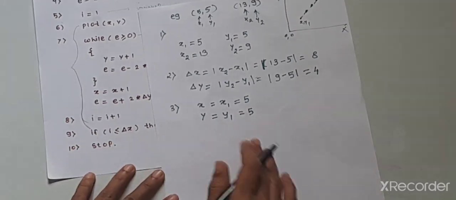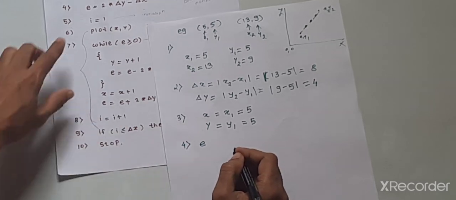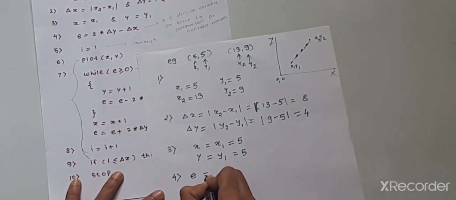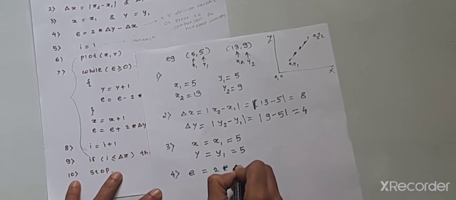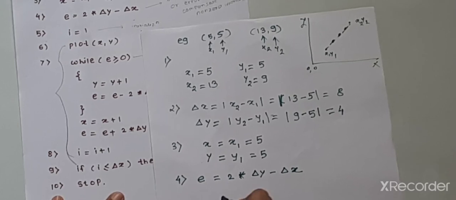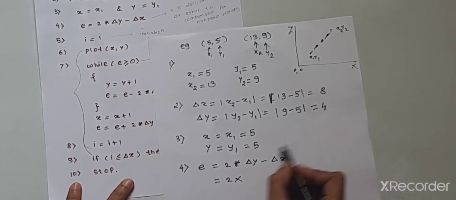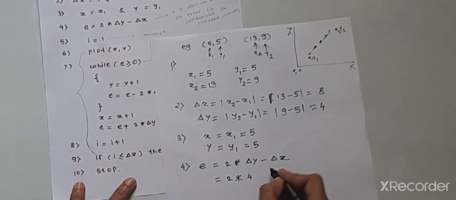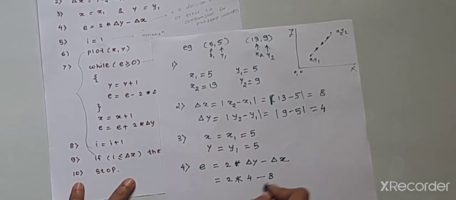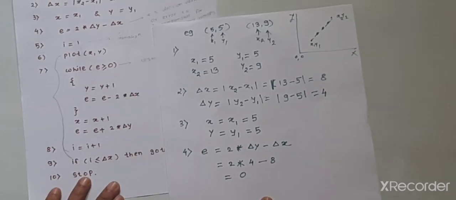So here, what is the next step? That is step number 4. We want to calculate this error value. So the decision variable is equal to, the formula is 2 into delta y minus delta x, is equal to 2 into, what is the value of delta y? It is nothing but the 4. So 4 we are writing, minus, what is the value of delta x? It is the 8. So we are getting 8 minus 8, answer is equal to 0.